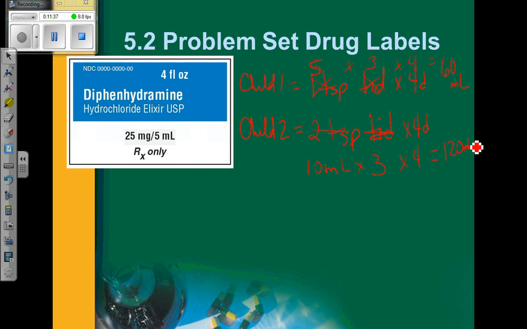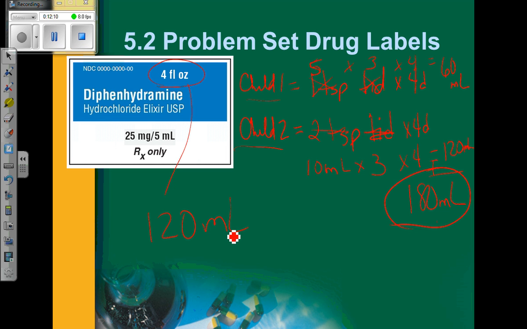So child 1 needs 60 milliliters and child 2 needs 120. So you want to add those two together because it's asking for how many bottles they're going to need for both children. So 120 plus 60 would be 180 milliliters. Okay. So she needs a total of 180 milliliters to make sure that both children have enough medicine for 4 days. So if you look up here in your label, it states that you have 4 ounces. Well, 4 ounces is 120 milliliters.